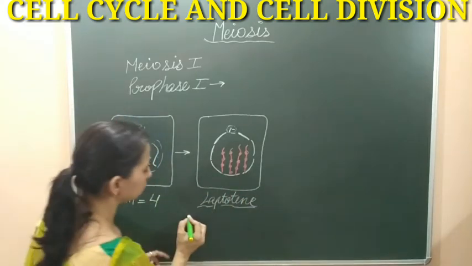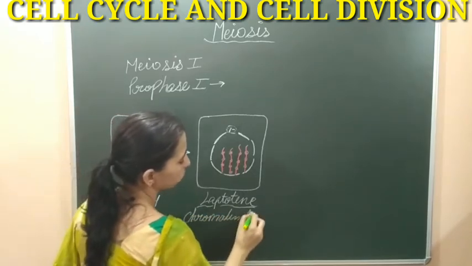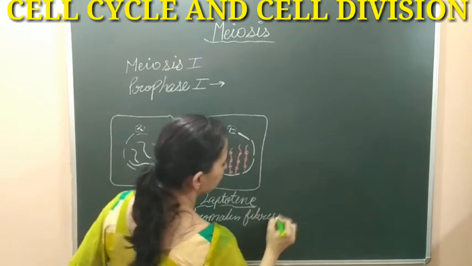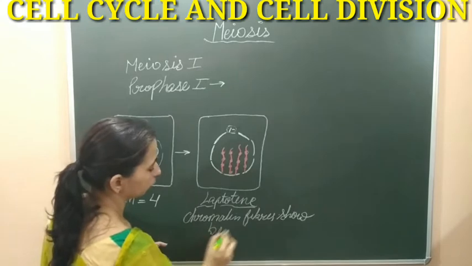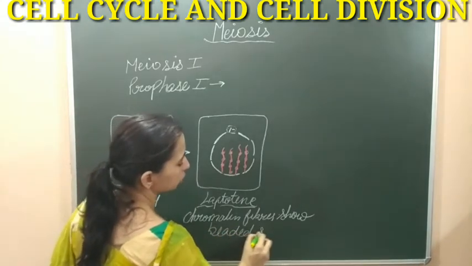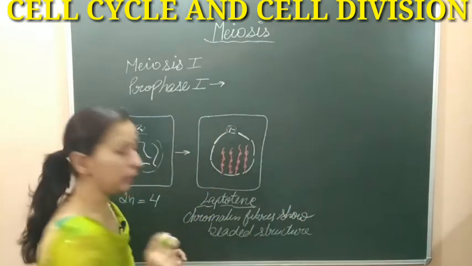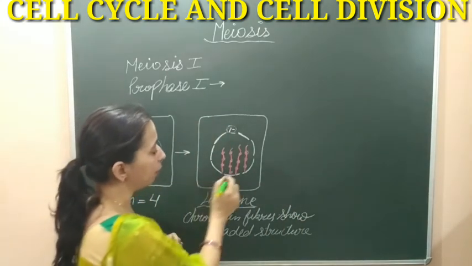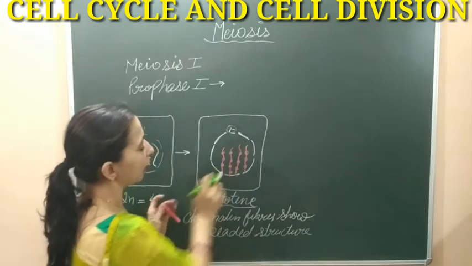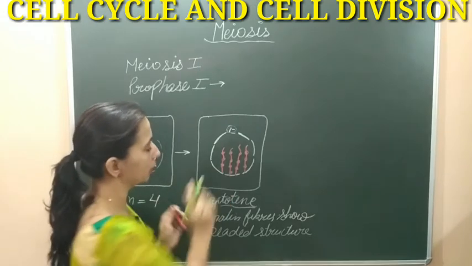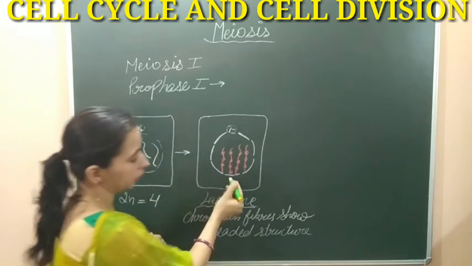So here we can write that these chromatin fibers show condensation, or we can say they show a beaded structure, a beaded appearance. And one more important thing happens here: these fibers remain attached to the nuclear membrane by their telomeres. So we can say that they remain attached.